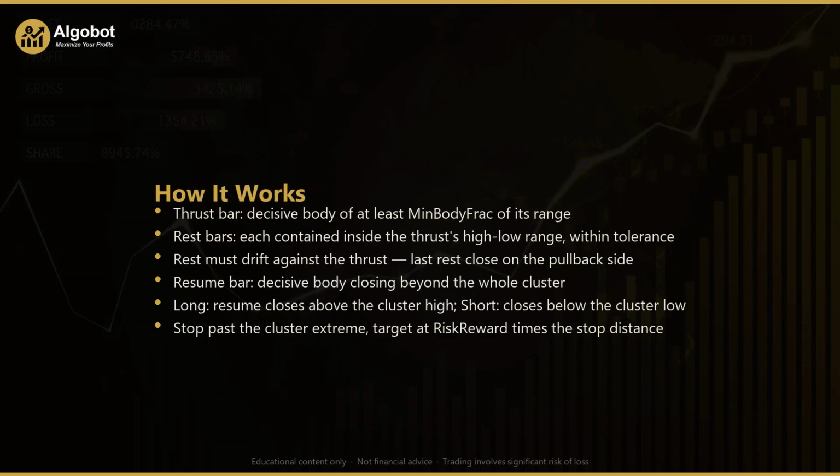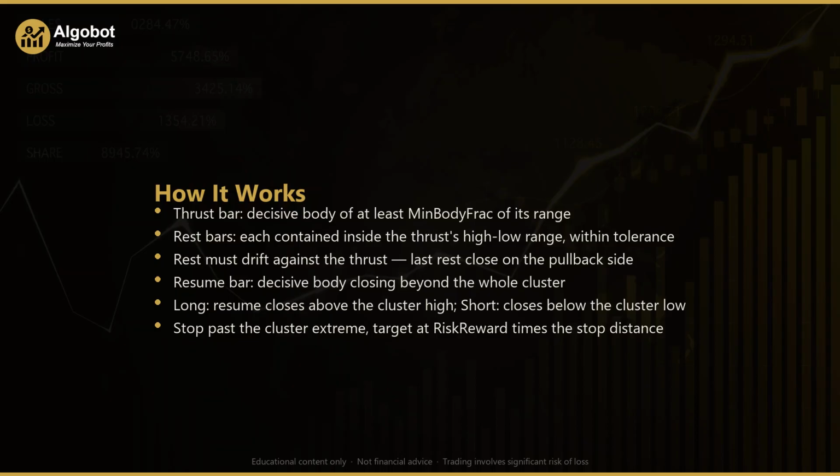First, the strategy checks the thrust. It measures the candle's body against its full high-to-low range. The body must be at least MinBodyFrac of the range, which defaults to 45%. So the thrust must be genuinely decisive. The same body test is then applied to the resume bar.